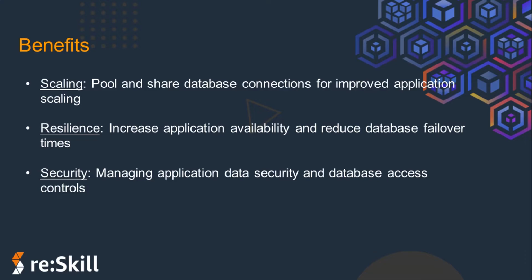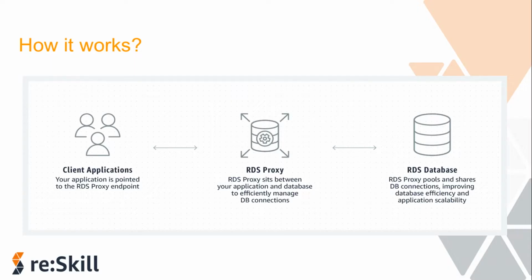Now let's see the basic working of RDS proxy, like how it works in an application. So it sits between the client application and the database. Client applications can be applications running on a server or serverless functions. They will point to the RDS proxy endpoint, and RDS proxy will pool and share the database connections, improving the database efficiency and application scalability. So overall, the performance will be improved for sure. So this is about working, which we will be seeing live in the AWS console.